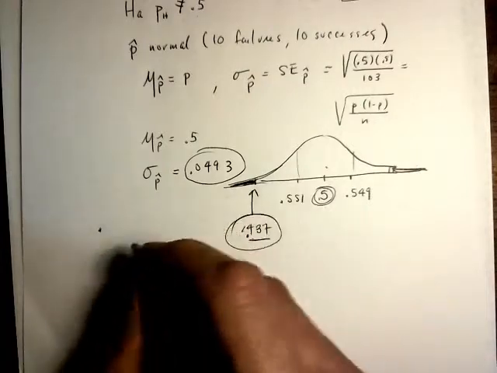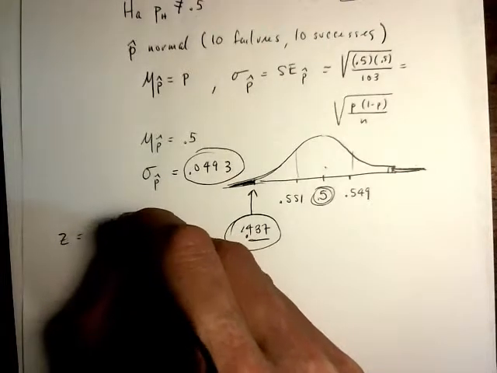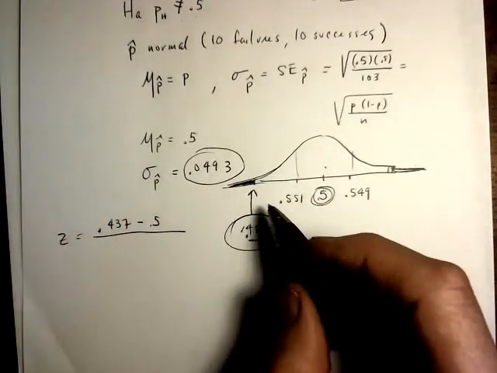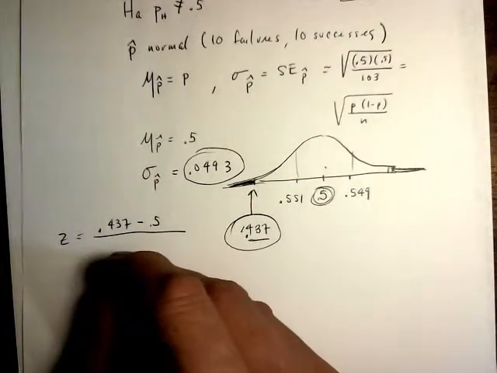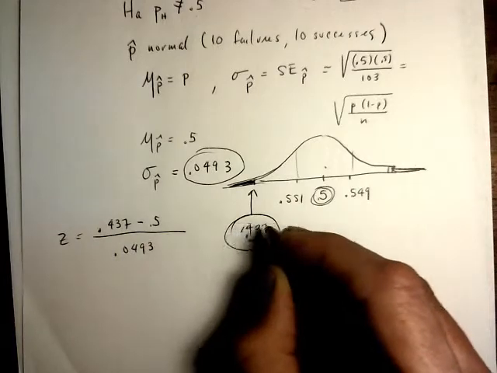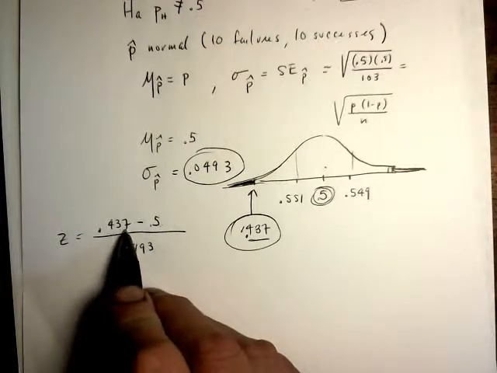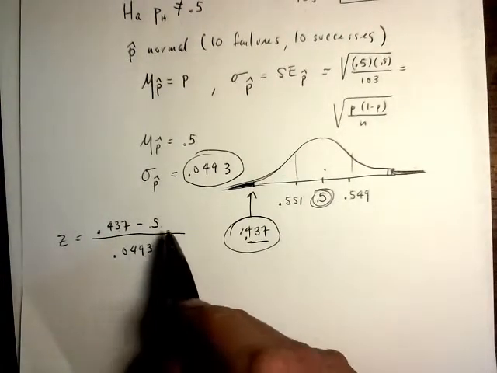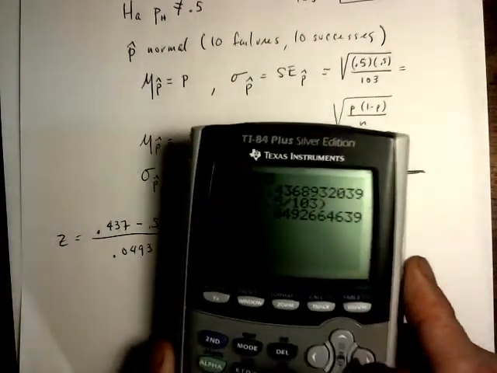The z-score is going to be 0.437. That's the individual. Minus 0.5. That's the expected value, or the mean under the null hypothesis. And down here is 0.0493. That's how big a standard deviation is. So it'll be about whatever that is. It looks like it's about 0.063. I don't know. 0.063 away, but how many standard deviations is 0.063? Well, we can divide by the size of a standard deviation to figure that out.